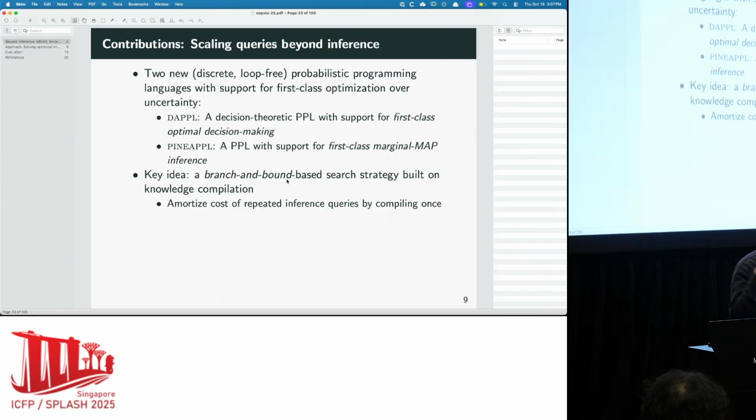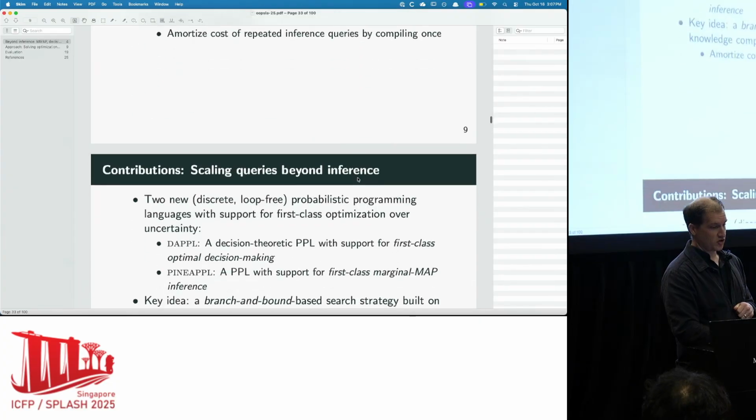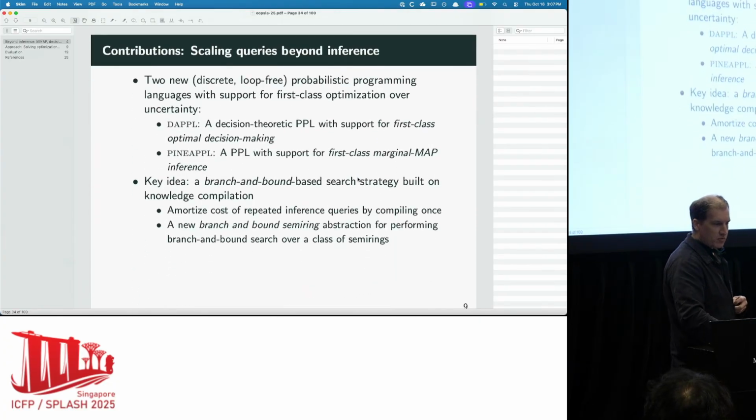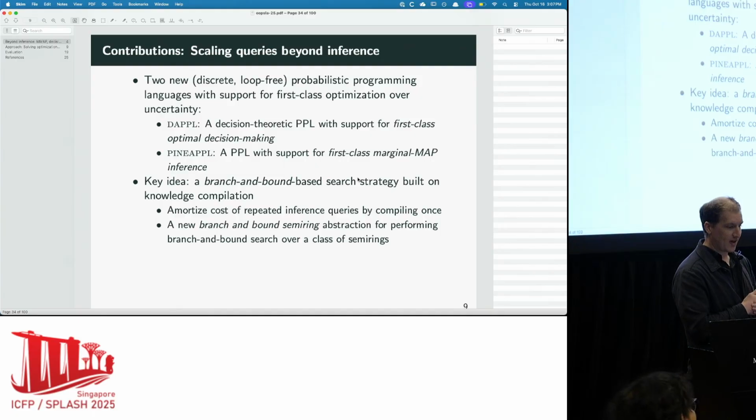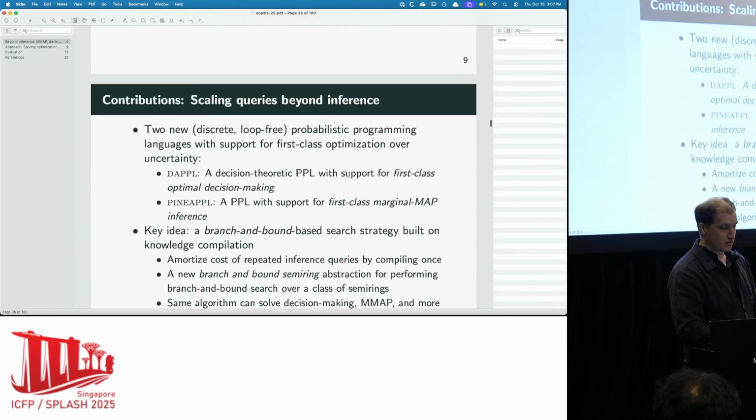The idea is that we're going to do some very expensive analysis that makes inference fast, and then that'll make our subsequent search much faster, because we've amortized that inference cost by doing this compilation, okay? So then we're going to generalize this branch and bound search to work over what we're calling a branch and bound semi-ring, which will let us deal with the decision theoretic stuff. I'm not going to have much time to talk about that, but there's a lot of detail in the paper on that, and if you care about that, it's there for you.